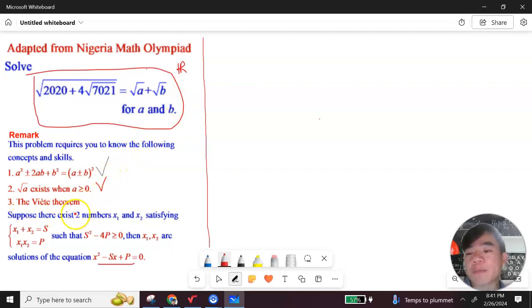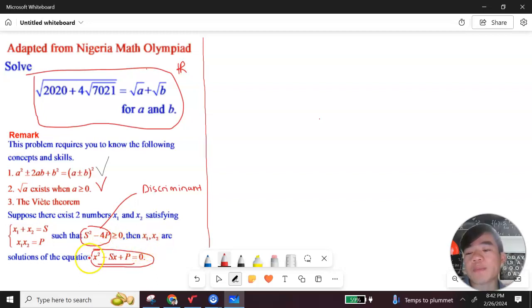Next one, the Vieta theorem. The Vieta theorem says what? Suppose there exist two numbers S1 and S2 satisfying the following conditions. S1 plus S2 equals S, so this is the sum. And S1 times S2 equals P, and this is the product, such that S square minus 4P is greater than or equal to 0. And this is actually the discriminant from this equation right here.